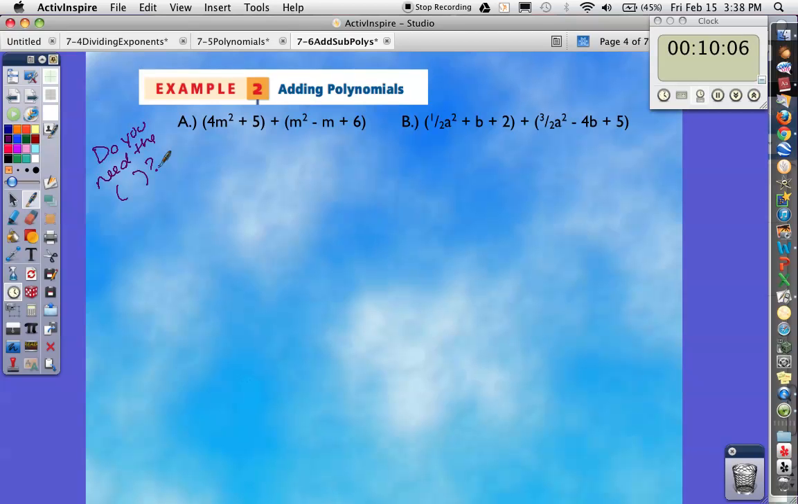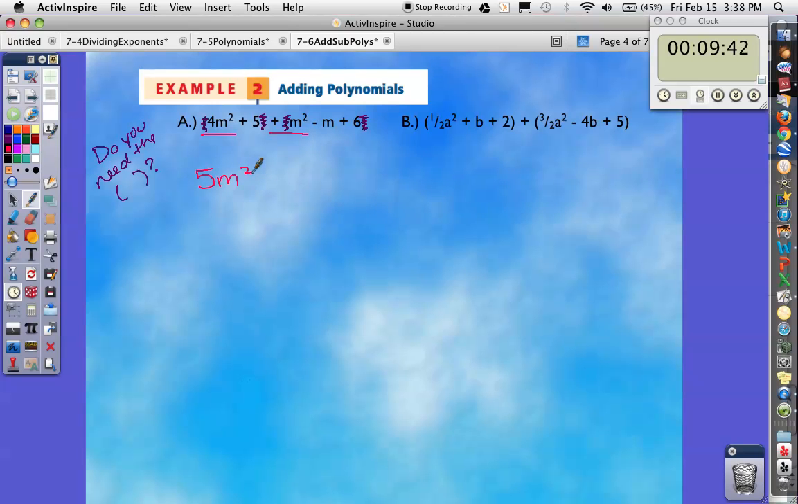So if you're doing an addition problem, we really don't need these. If you want, you can just look over them or you can cross them out because they're not really going to make a difference here. However, for subtraction, they will, and you cannot cross them out then. So again, you're just looking through this addition problem. We want to add the like terms that we have. I have a 4m squared and I have a positive m squared. Together, those make a 5m squared.